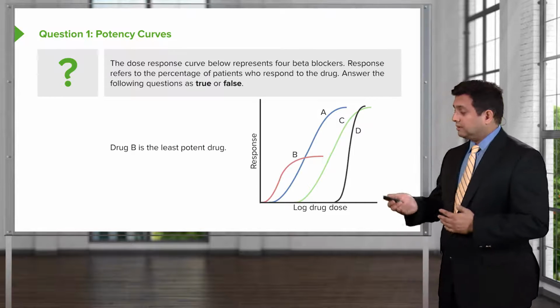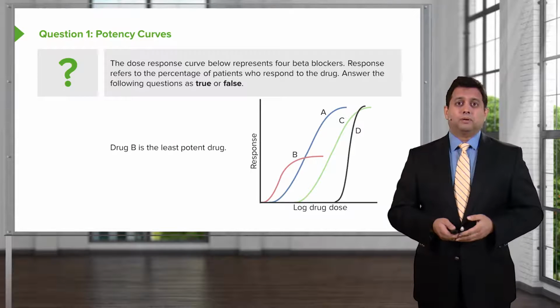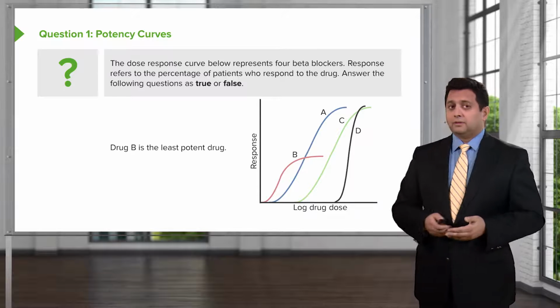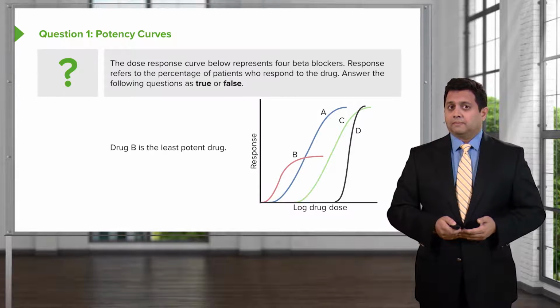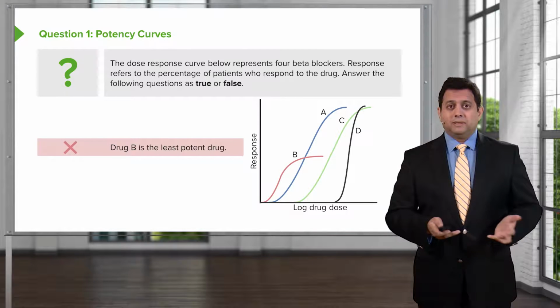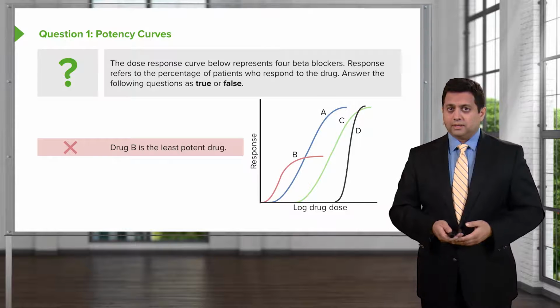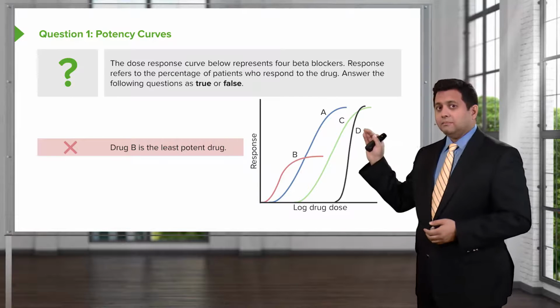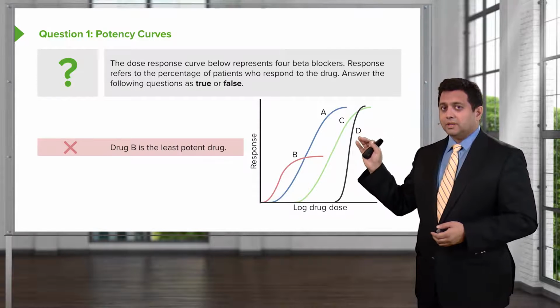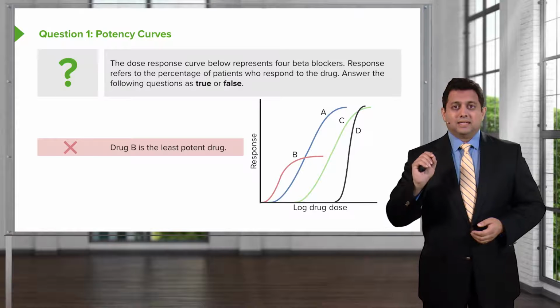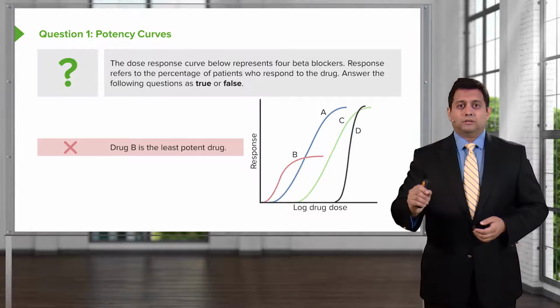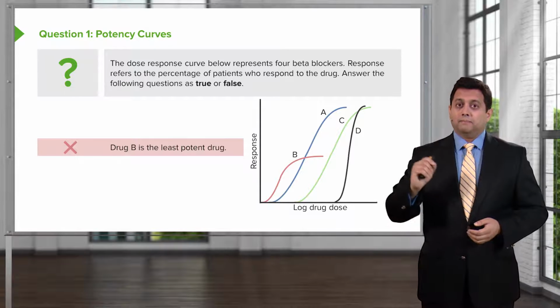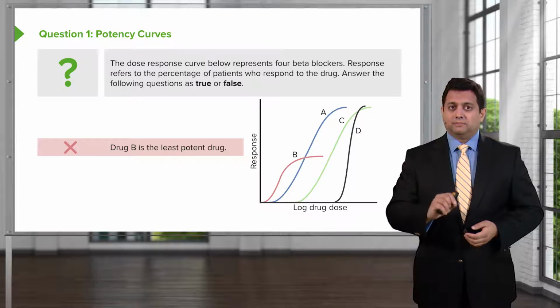The next question: drug B is the least potent drug. Is that true or false? That's false. Drug B is actually the most potent drug. Don't be fooled by the fact that the maximal effect is less than the other drugs. The fact of the matter is that it takes a very small concentration to elicit a response. The amount of response is irrelevant to the potency question.